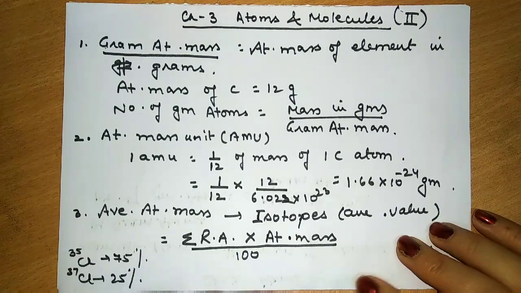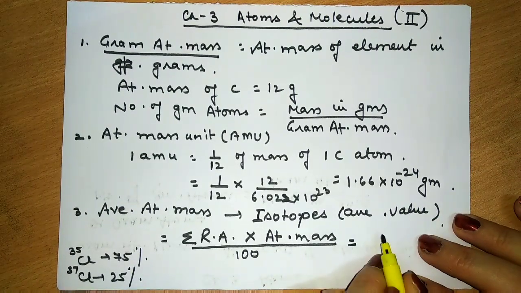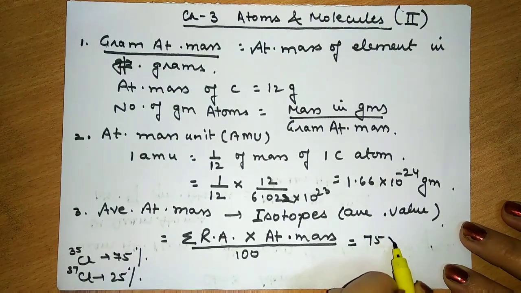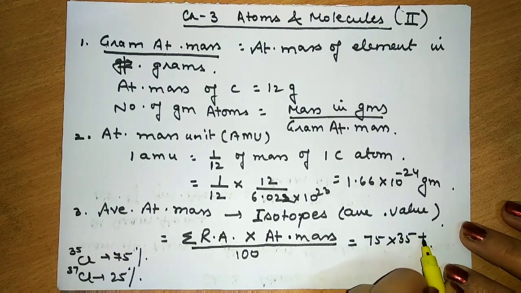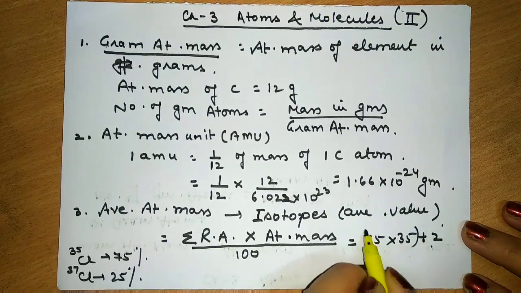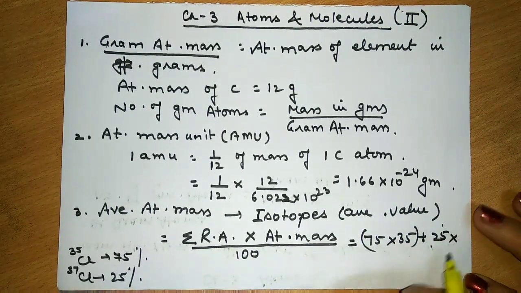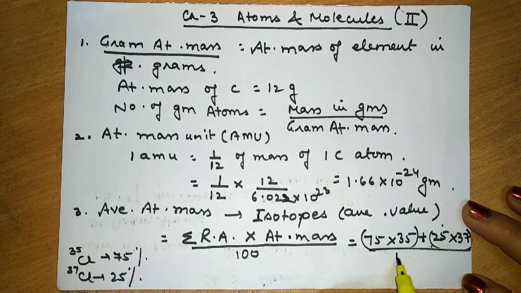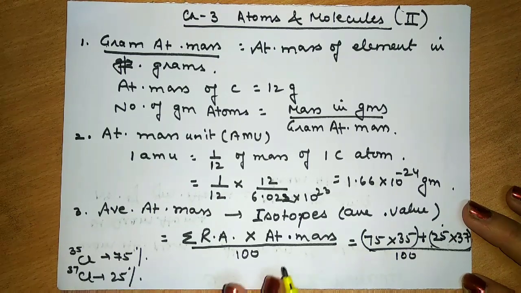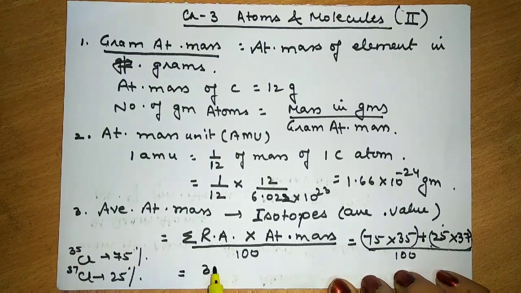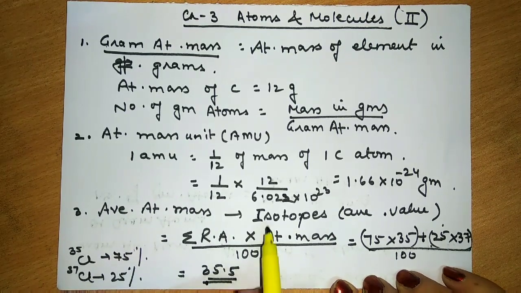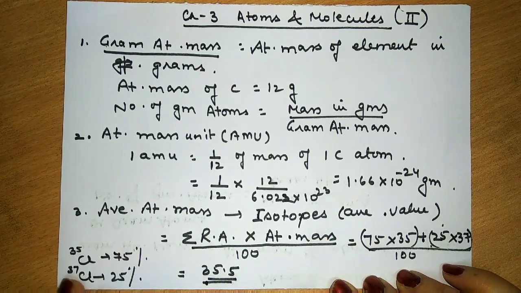If I would like to find the average atomic mass for chlorine, I can write it as 75 into 35 plus 25 into 37, divided by the sum of the relative abundance, that is 100, as we have calculated in percentage. That comes out to be 35.5, and thus it is in fraction. So the answer to why we have average atomic mass in fraction is that they exist in the form of isotopes.